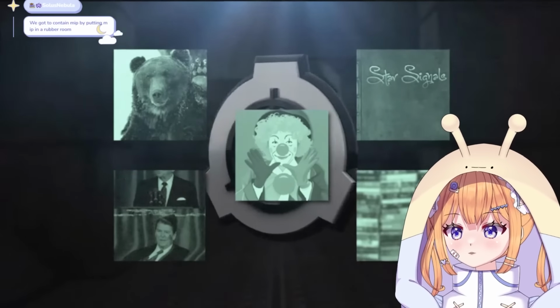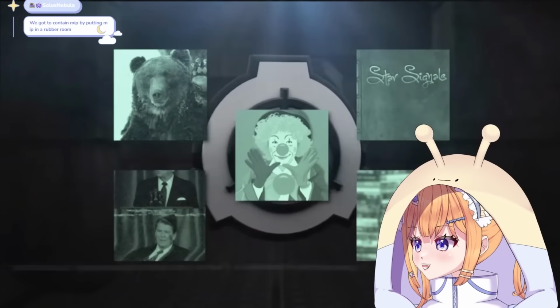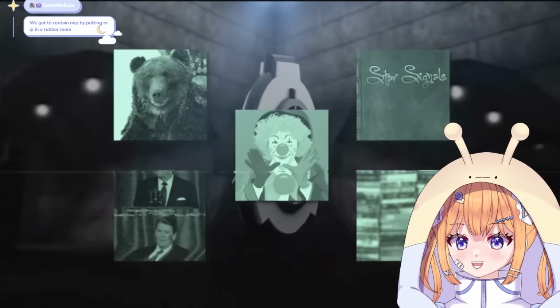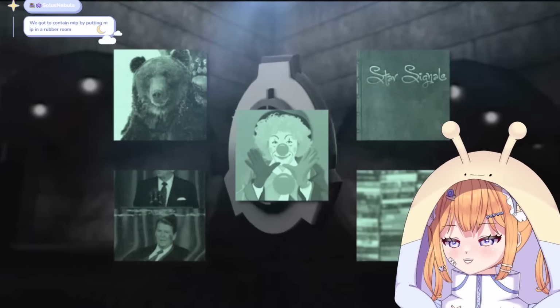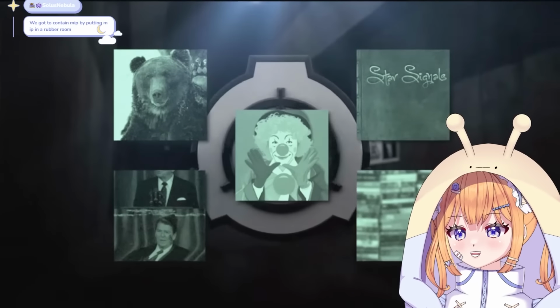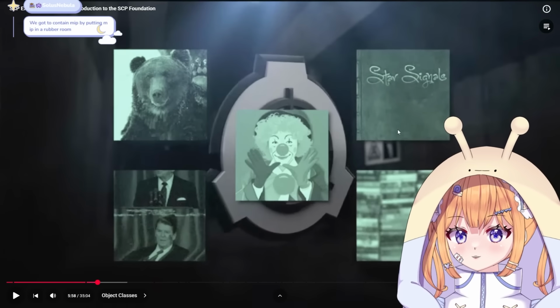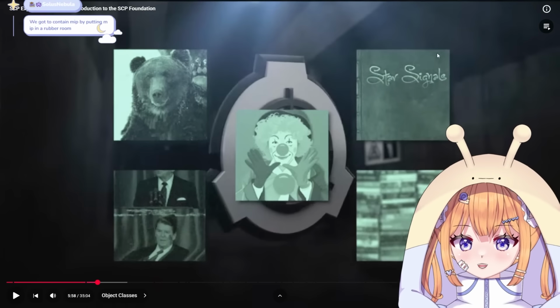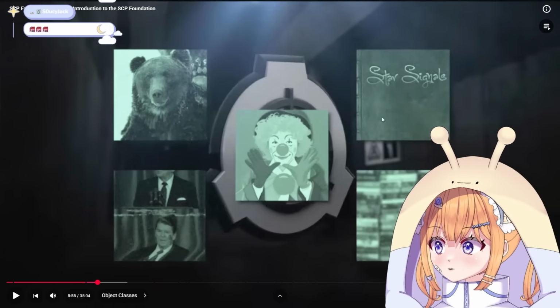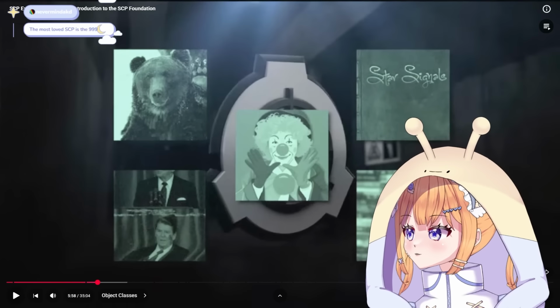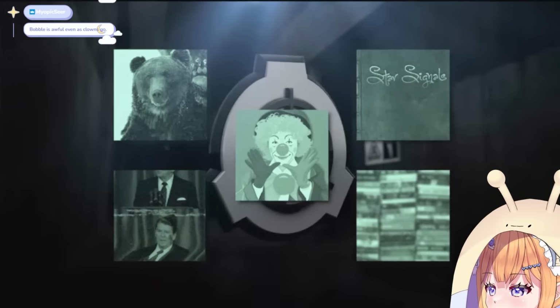SCP-1981, SCP-2579, SCP-993, SCP-1425, and SCP-3039. Wait, okay, so this is just a bear, this is a clown. What is this one? Star signals? Is it a book? It looks like a book or something. And then, I don't know what this one down here is.